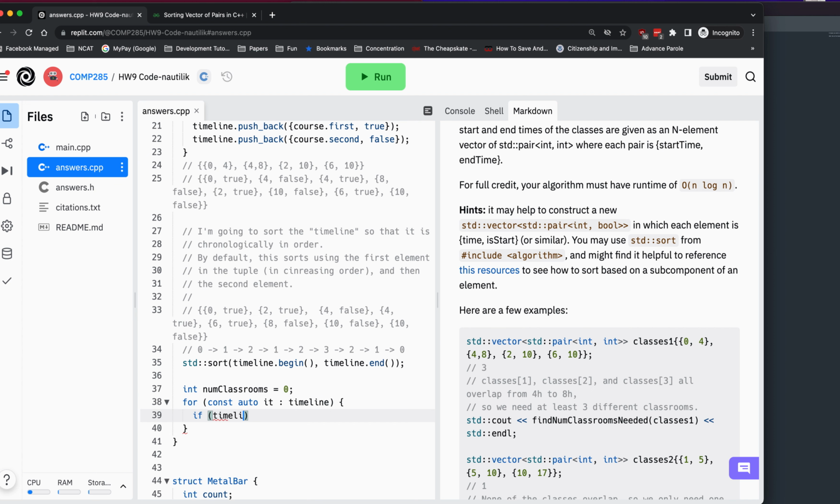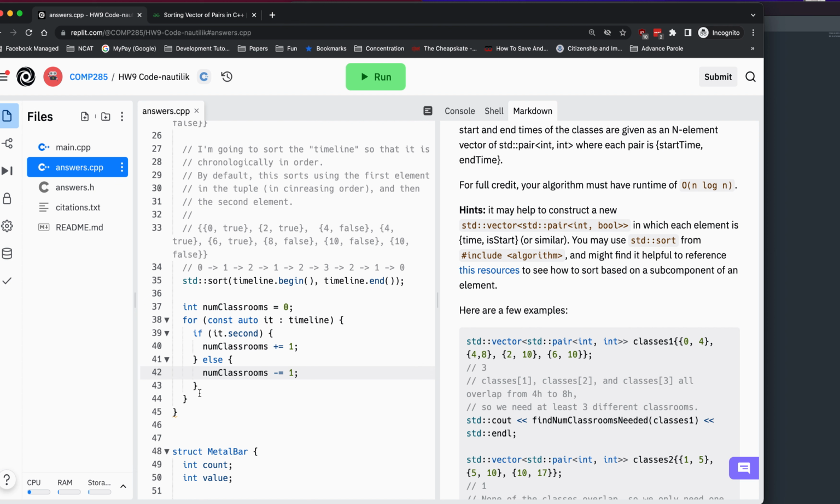If timeline.second, so if we are starting a new class, then we need a new classroom because we know that we're starting it concurrently. Otherwise, we're ending a class, so we can free up a classroom, right? So we -1, and then at the end, we just return. So this num classrooms is keeping track of how many classes are running concurrently.